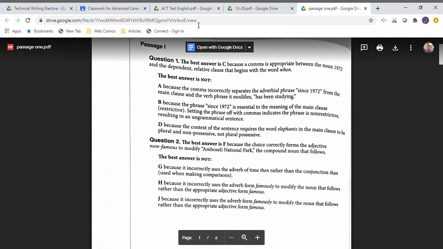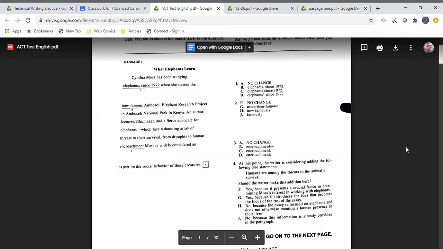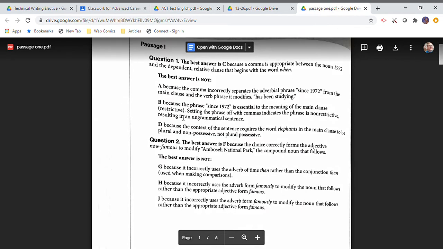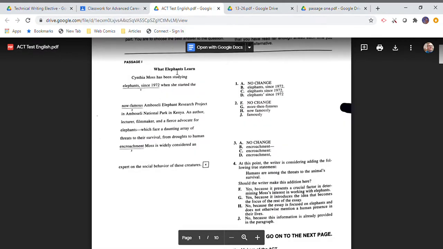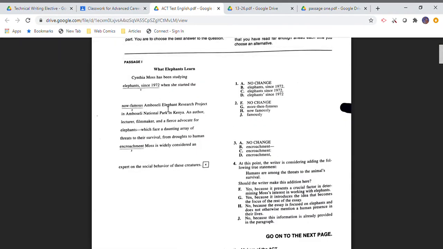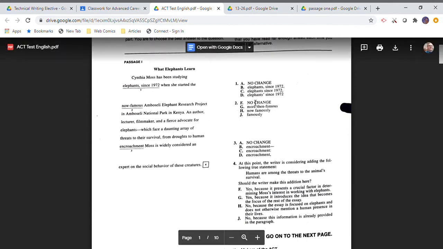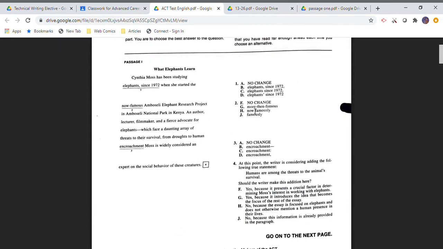I'm just going to try to explain it the best I can, because they are kind of overcomplicating it, I think. Let's look at question 2. When she started the now famous Amboseli Elephant Research Project in Amboseli National Park in Kenya. So they're looking at the phrase now famous, and we can leave it exactly as it is. We can change it to more than famous. We can change it to now famously, or we can change it to famously.